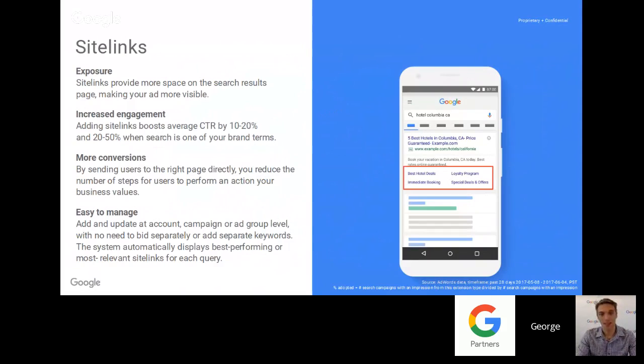Site links, the best and most impactful ad extension in the toolkit. Click-through rate increases are very, very substantial, 10 to 20% and even higher for brand. We see as much as a 20 to 50% lift in click-through rate when we add extensions to brand campaigns. If you don't have site links for every campaign, this is a great place to start. Add them easily in the AdWords interface or through the AdWords editor.